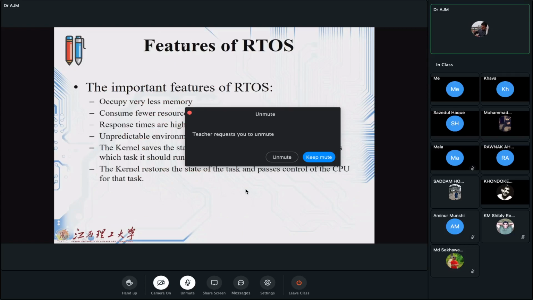But what are the features of an RTOS? It occupies very little memory, consumes fewer resources, and response times are highly predictable. In a deterministic environment, the kernel saves the state of the interrupted task and then determines which task it should run next. The kernel restores the state of the task and passes control of the CPU to the task.